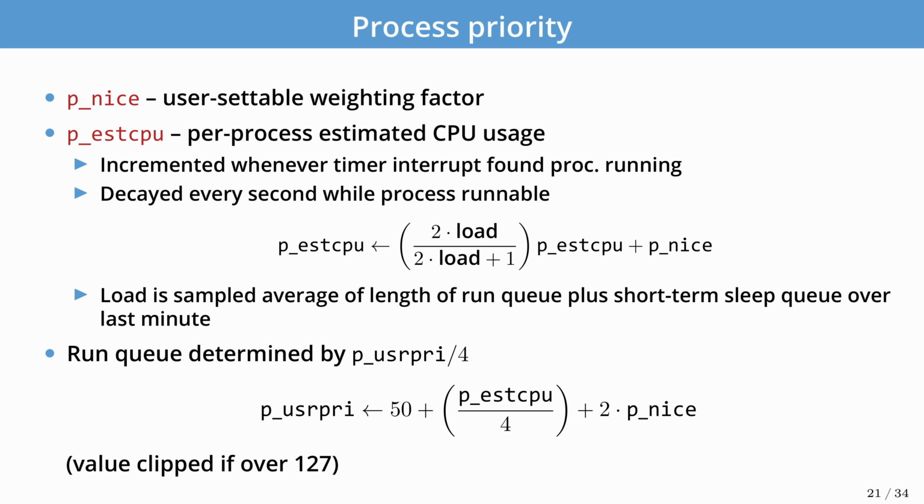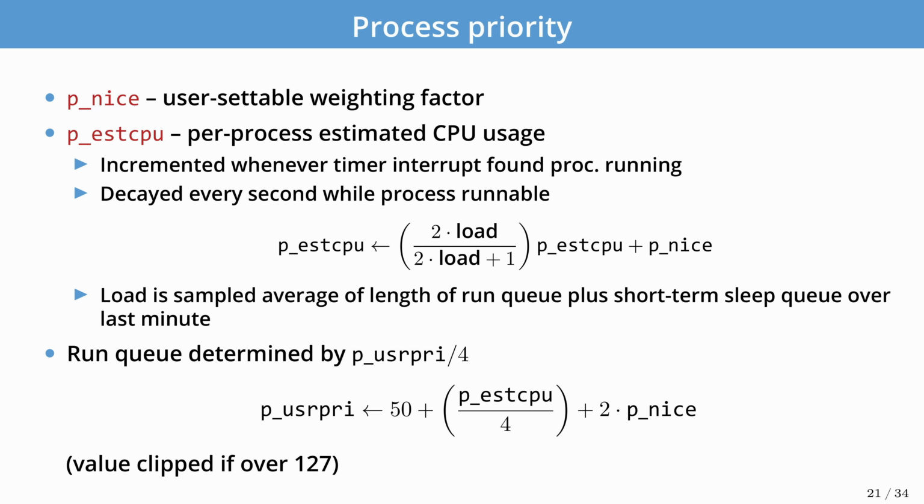When the program is runnable but not actually running, every second, we're going to decay its estimated CPU. So we take the estimated CPU and multiply it by this load factor. The load factor just adjusts how fast the decay occurs based on the length of the run queue. And we're going to add the nice value. And then we use this estimated CPU value to compute the priority queue that the process should be in.